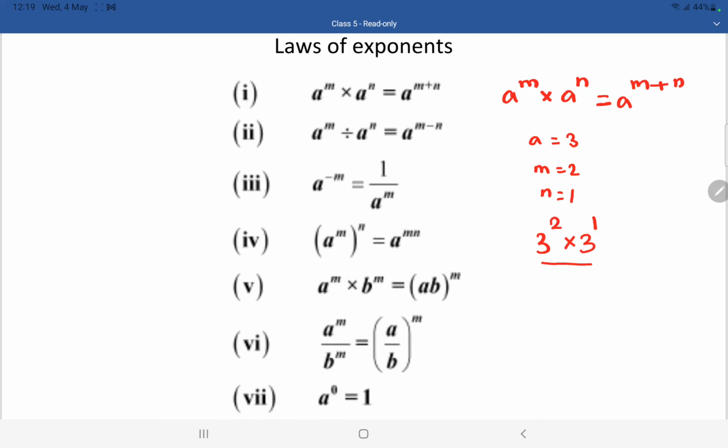The powers are different, the bases are same. What you will do? You will put the same base, so 3, one time you will put the same base and you will add the powers. 2 plus 1. 2 plus 1 means how much? 3 power 3, that is 3 cube.